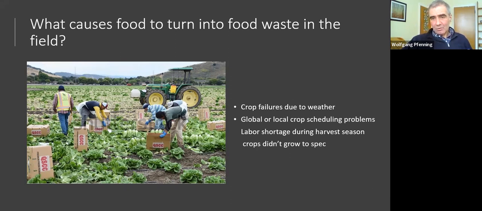What does it mean, global and local scheduling problems? That means if growing regions, for example in California, they have 3 or 4 different main regions, and they move with the season north and south into different regions. If in the spring the weather is different than expected, certain growing regions come on, for example here with lettuce, while a previous region is still in production, and that doubles up crops. But it also can go the other way, where you create gaps. And the bigger the industry gets, the bigger those scheduling issues become.